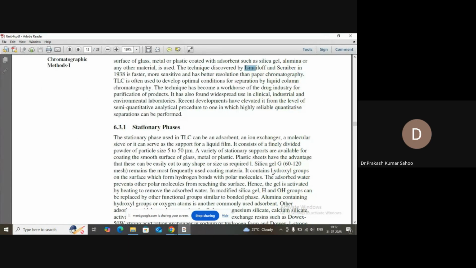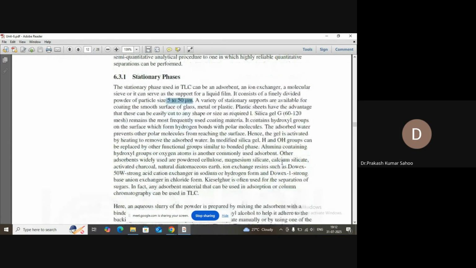So here also the same principle applies, which is the stationary phase and mobile phase concept. The stationary phase acts as the adsorbent on which the particles of your adsorbate, that is your different components, get adsorbed, and it can serve as the support for a liquid film. It consists of finely divided powder of 5 to 50 micrometers. A variety of stationary supports are available for coating smooth surfaces like glass, etc.